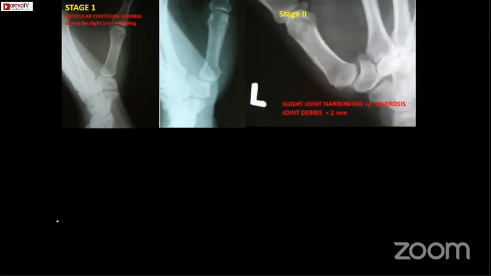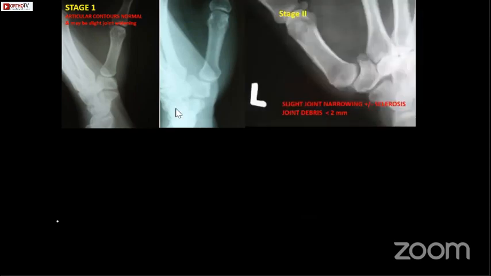So how do you do the staging? Well, in stage 1, the articular contour is normal. The X-ray absolutely looks normal. There may be a joint subluxation like this, or there may be a joint space widening because of secondary synovitis and increase in the fluid in the joint.